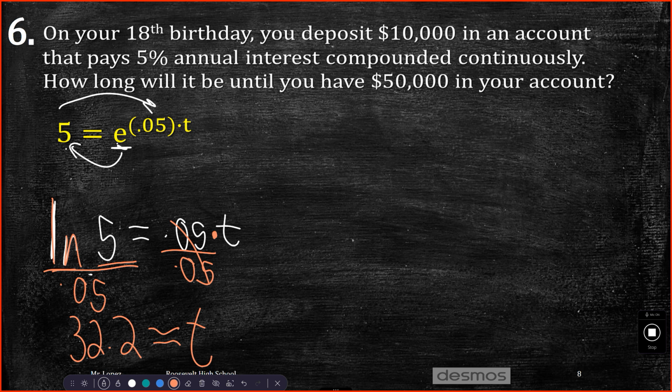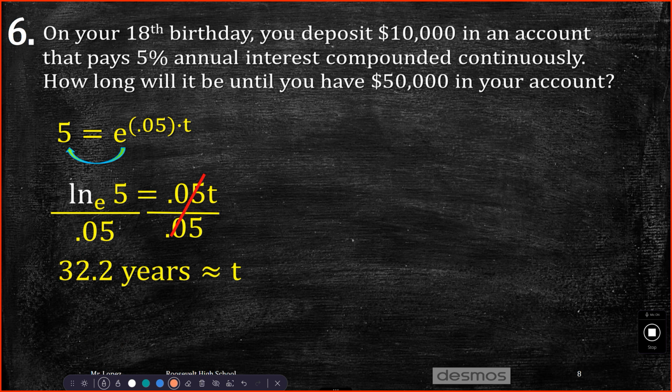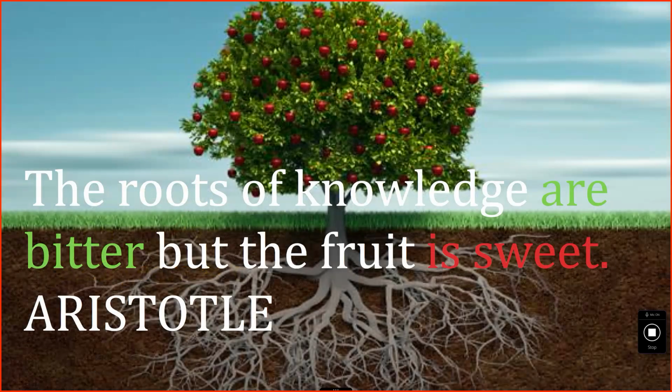So if you deposit $10,000 in an account that pays 5% annual interest compounded continuously, how long will it take for your investment to reach $50,000? 32 years. That's pretty good. So if you give them 10,000, at the end of 32 years they give you 50,000 back. Is that a good deal? I don't know. All right, so that is it. We're done.